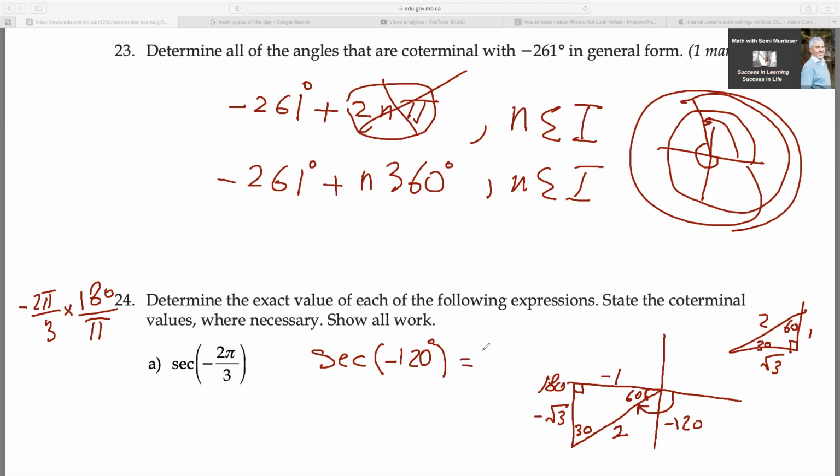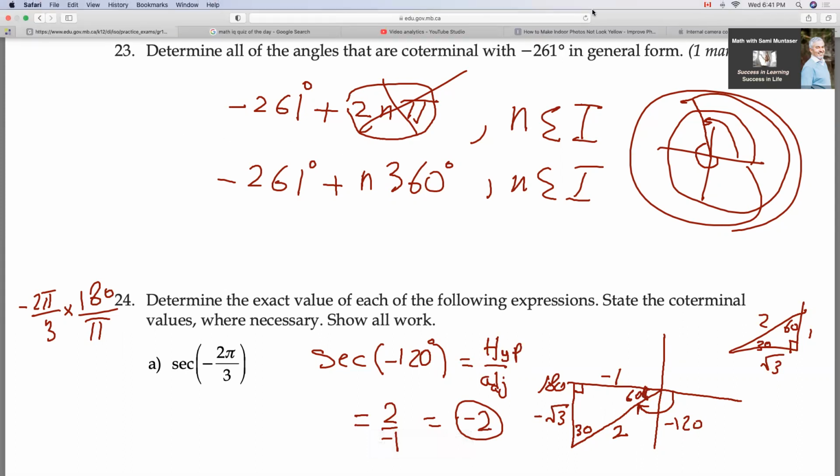So secant 120, as we said, is hypotenuse over adjacent, because it's the reciprocal of cos, which is adjacent over hypotenuse. Therefore, that would equal the hypotenuse, which is 2, over the adjacent, which is negative 1, which equals negative 2 as a final answer. When you're dealing with the 120, you deal with the reference angle, which is the 60 here, and that will give you the right answer. Okay, let's go on to the next question.